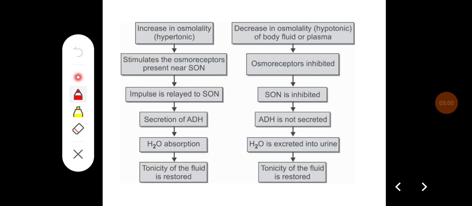Whenever there is an increase in osmolarity, or when it becomes hypertonic, it stimulates osmoreceptors which are present in the supraoptic nucleus. Then there will be secretion of ADH, which causes water reabsorption, and the tonicity of the fluid is restored. And whenever there is decreased osmolarity, osmoreceptors are inhibited, the supraoptic nucleus is inhibited, ADH is not secreted, so water is excreted in urine and the tonicity of the fluid is restored.